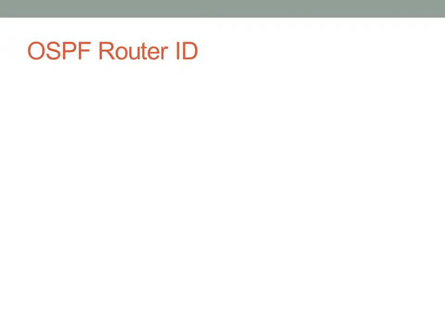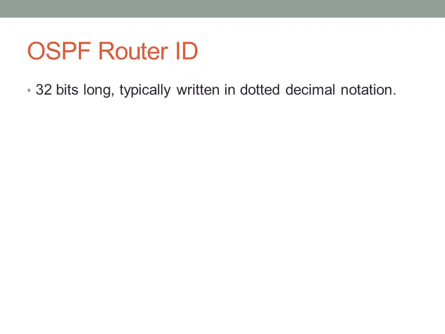Now we look at the OSPF router ID, and this router ID is typically 32 bits long and typically written in dot decimal notation. I wonder what else that we know about that's 32 bits long and typically written in dot decimal notation. And if you're thinking of an IP address, you're on the right track. So typically an OSPF router ID is written to look exactly like an IP address, and typically it is an IP address that the router is configured with. It may be administered directly. You can directly configure a router's OSPF router ID.